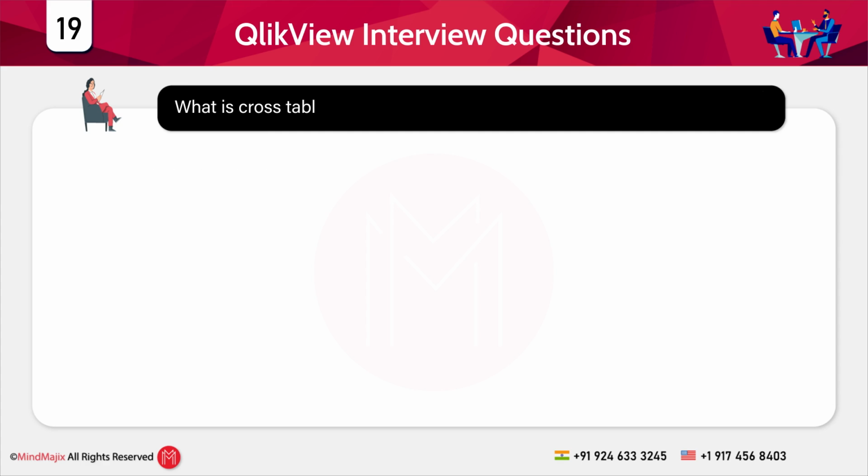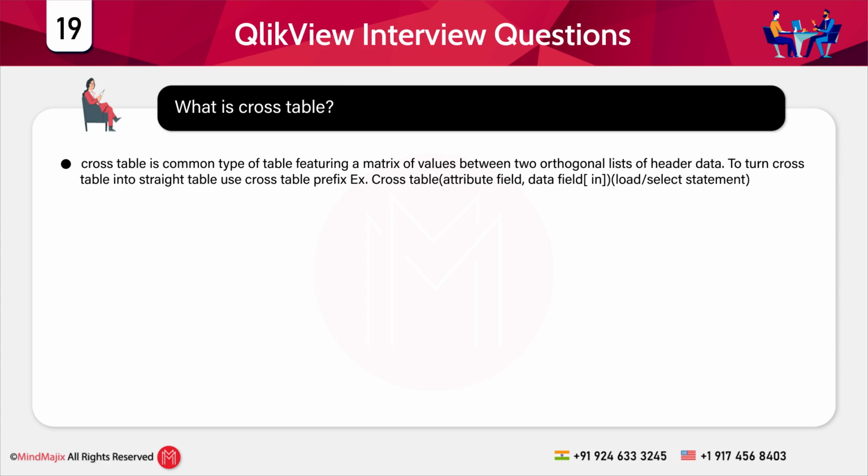What is a cross table? A cross table is a common type of table featuring a matrix of values between two lists of header data. To turn a cross table into a straight table, use the cross table prefix. So this is basically called the cross table.